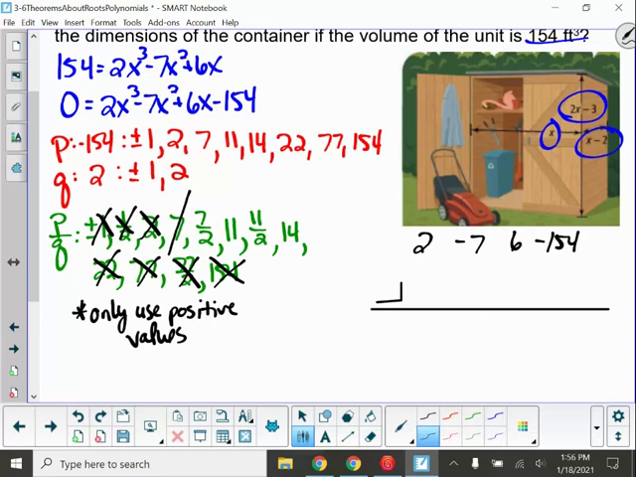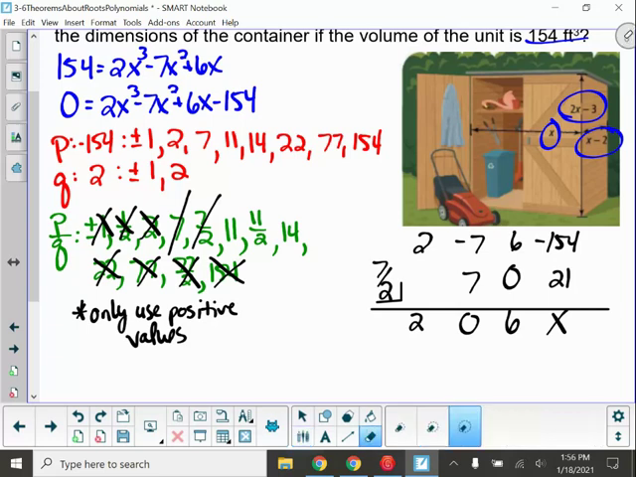So let's try the 7 halves. So 2 times 7 halves is 7, gives me a 0, 0, 6. 42 over 2 is 21. So that is actually too small because I'm on the negative side. So if 7 was too big, 11 and 14 are going to be big. So the next one that I want to try is that 11 halves.